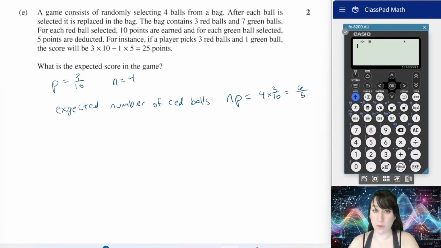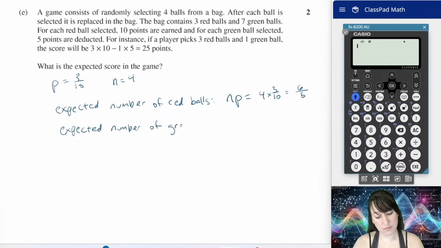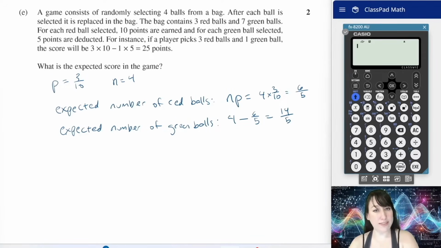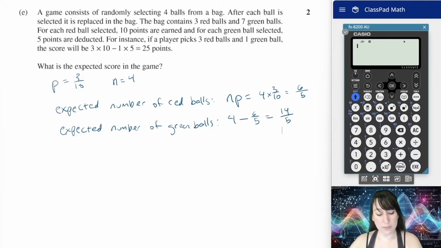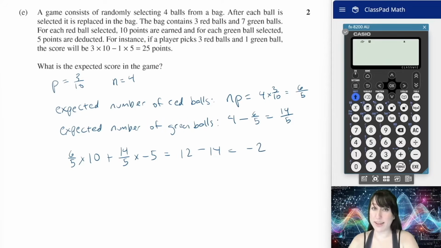That means if we're drawing 4 balls, the expected number of green balls will just be 4 minus 6/5. That's 14/5. So the expected outcome would be the expected number of red balls, 6/5, times 10, the points earned per red ball, plus 14/5 times -5, the number of points deducted for a green ball. So the expected score is -2.